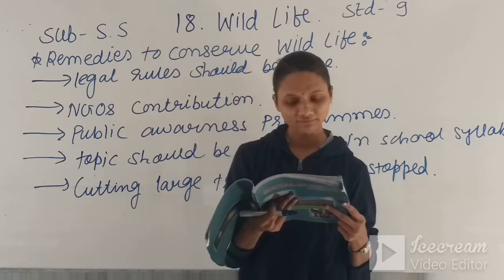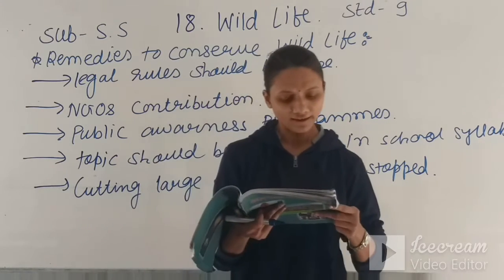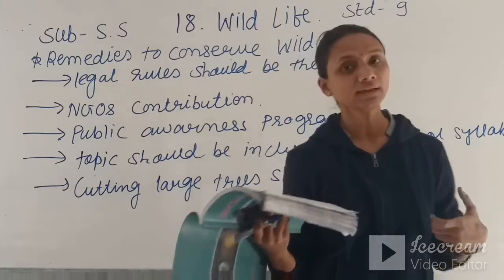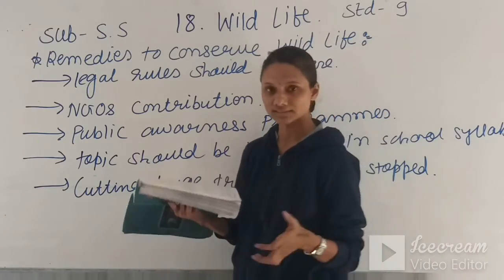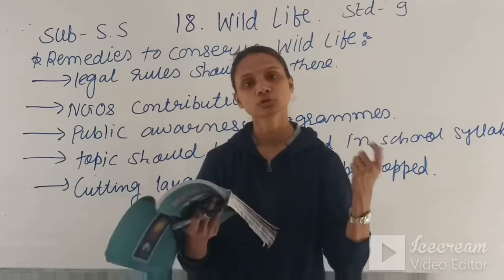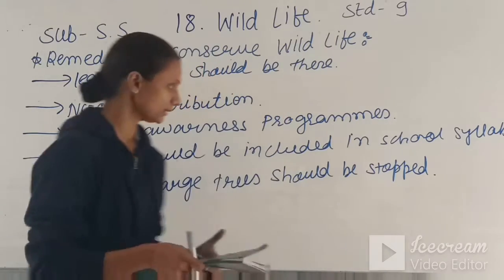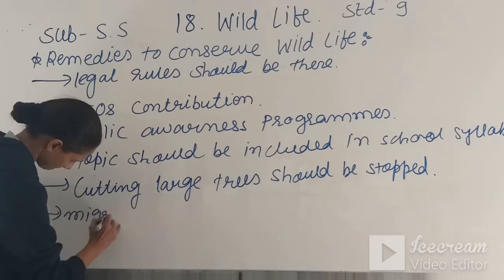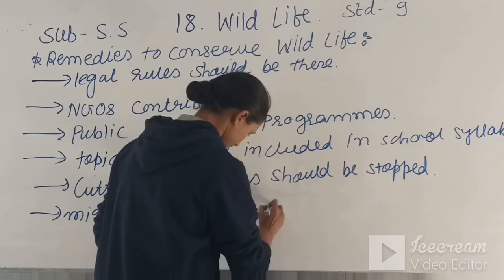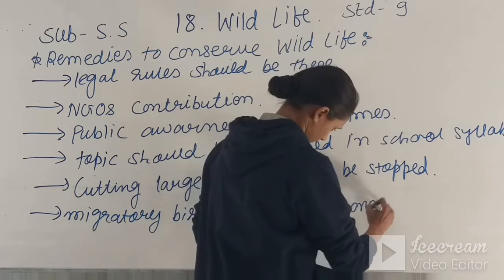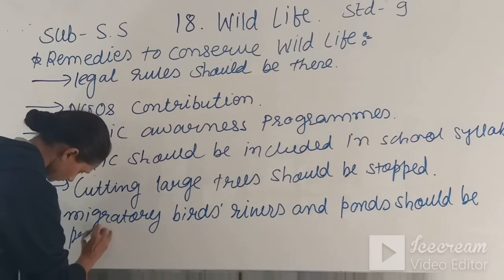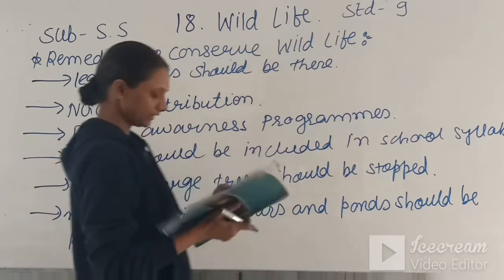Ponds, farm ponds and wetlands which are necessary for migratory birds and for those which inhabit near any water body should be protected. See, we have many migratory birds from different countries in a particular season. So when they come to a specific river or a specific pond, those ponds and rivers should be protected.